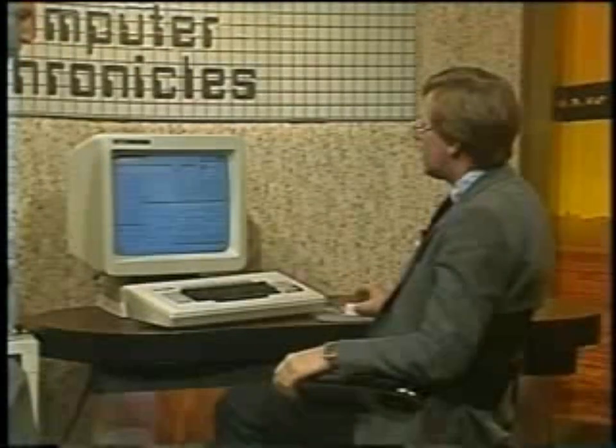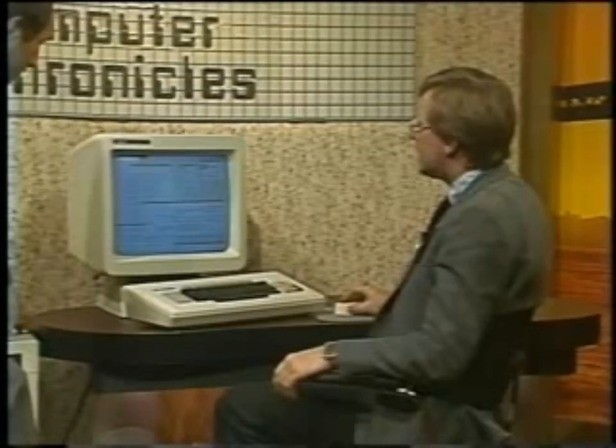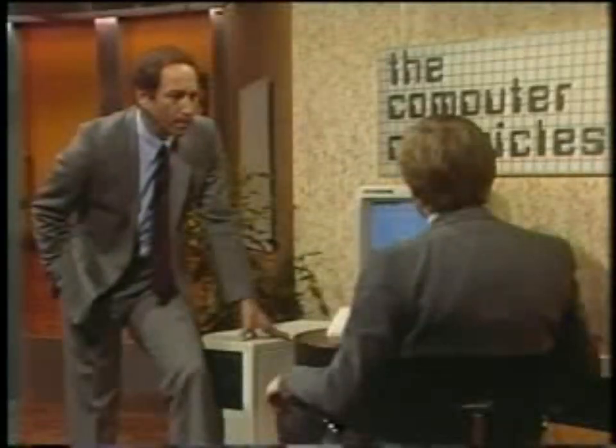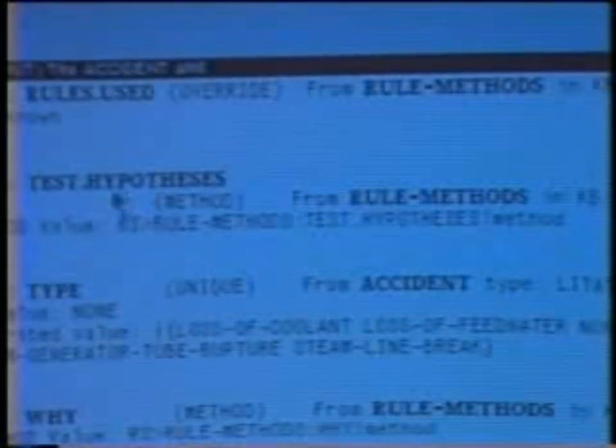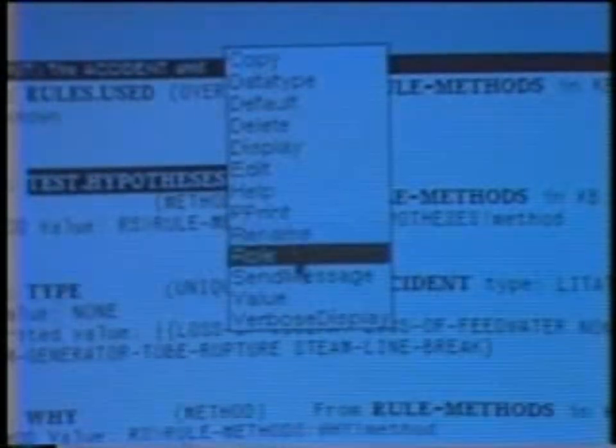Well, what we see underneath here now is a knowledge base for a nuclear reactor. And we can have a representation of the components of the nuclear reactor, as well as a representation of the decision-making behavior that would be carried out by the expert. And what you will see here is that it's possible to use rule-based reasoning as well as representation of the underlying knowledge. One of the first things we'll do here is just take a look at how we could test the hypotheses of a particular accident situation. And we just point to test hypotheses and activate it here.